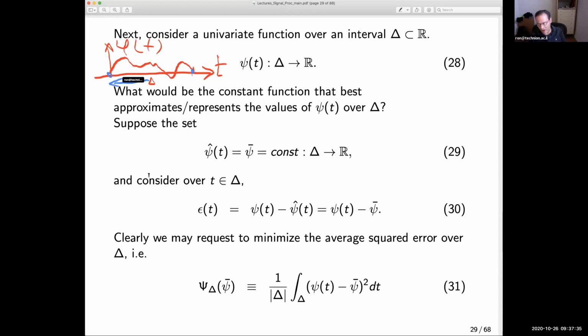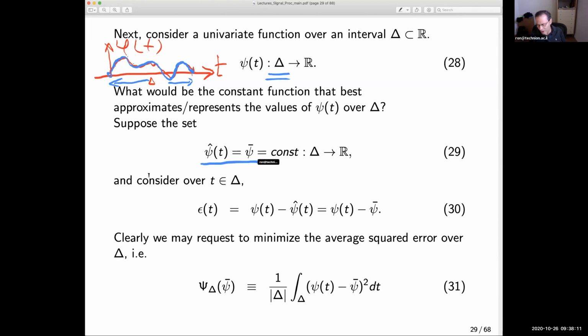I'm telling you that I have a function defined on the interval delta, capital delta here. So what would be the best constant function that would represent my given function? We can think of this given function as a set of many values, and then we know what would be the optimal. Well, each one would appear with the same probability, and take it to the limit, to the continuum limit. And in this case, we know exactly what would be the optimal representation.